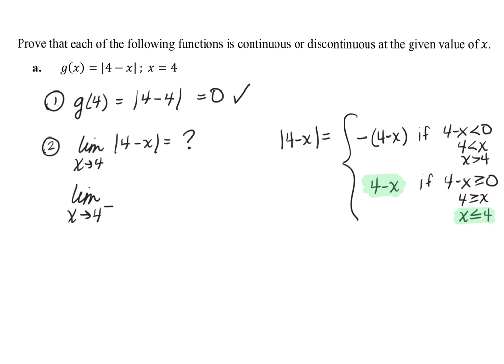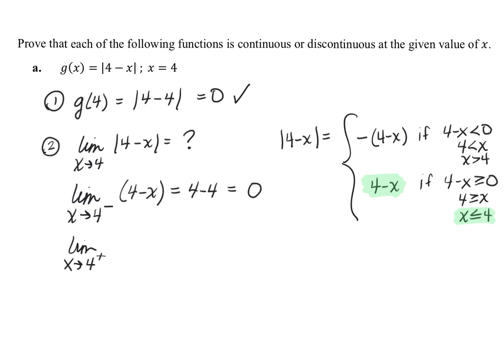So we can replace the absolute value of 4 minus x with just the quantity 4 minus x when we're looking at the left-hand limit. That's going to allow us to do our direct substitution, 4 minus 4, which gives us a left-hand limit of 0. Now the right-hand limit is next, the limit as x approaches 4 from the right.